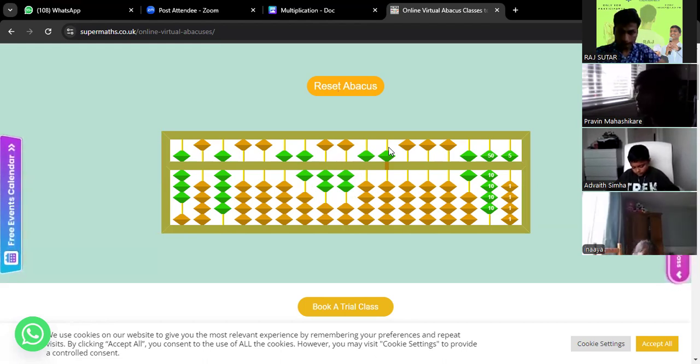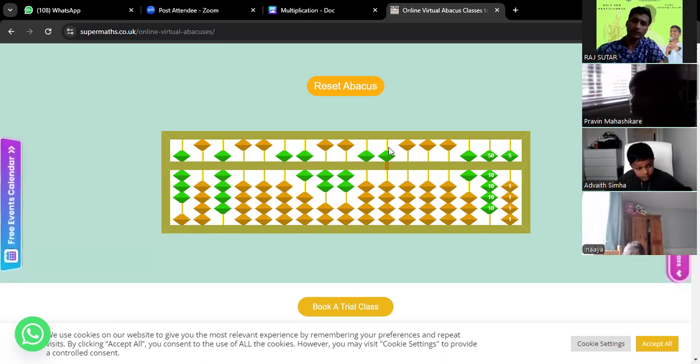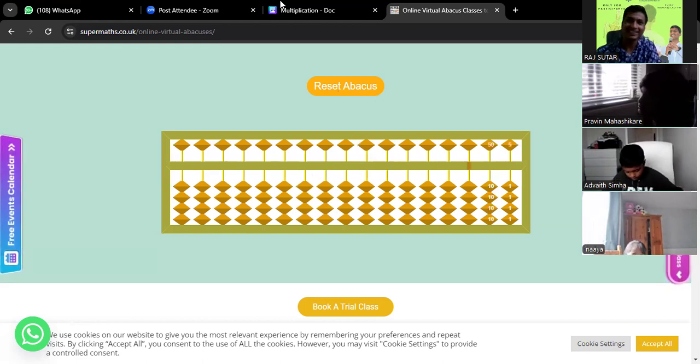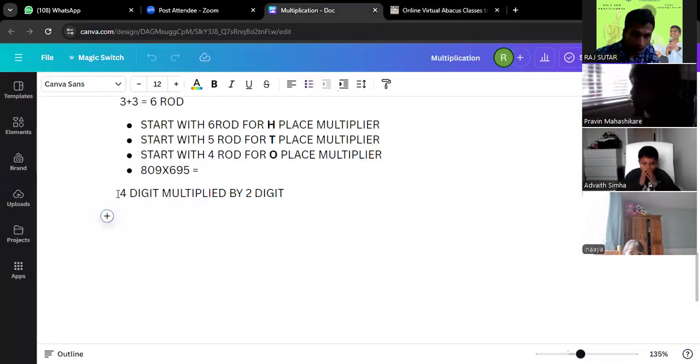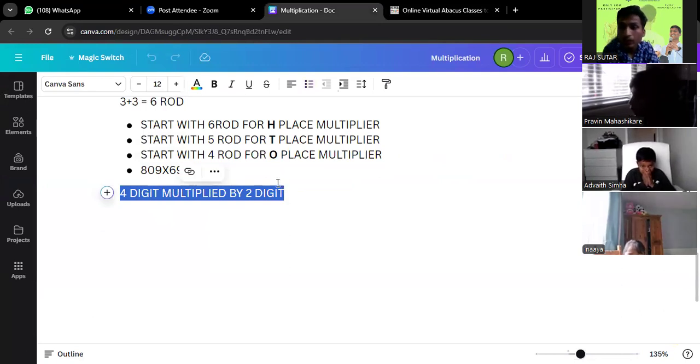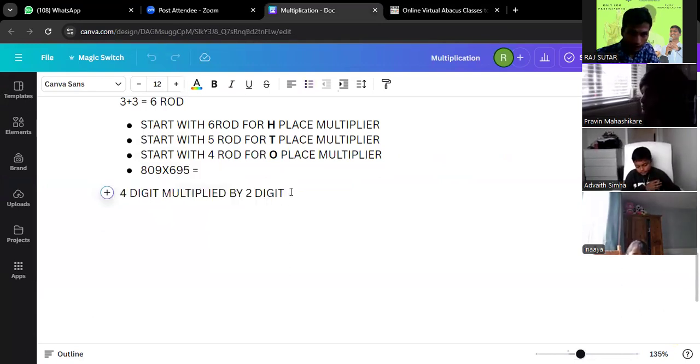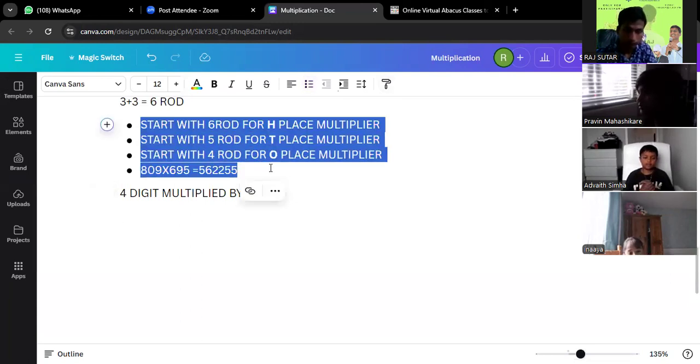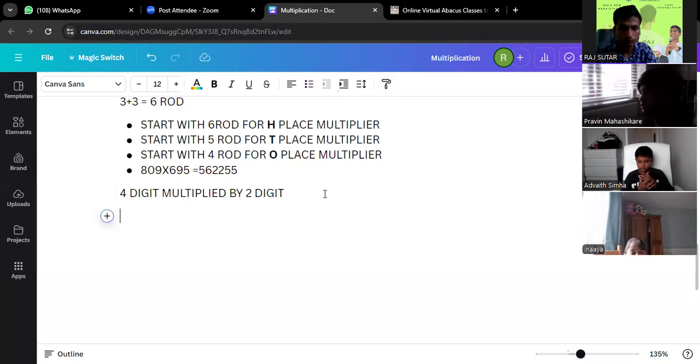Yes, no? Okay. So children, this is like this. Now we will go for 4-digit multiplied by 2-digit. So let's write over here. 6, 2, 3, 4. What was the answer for this sum? 5, 6, 2, 2, 5.